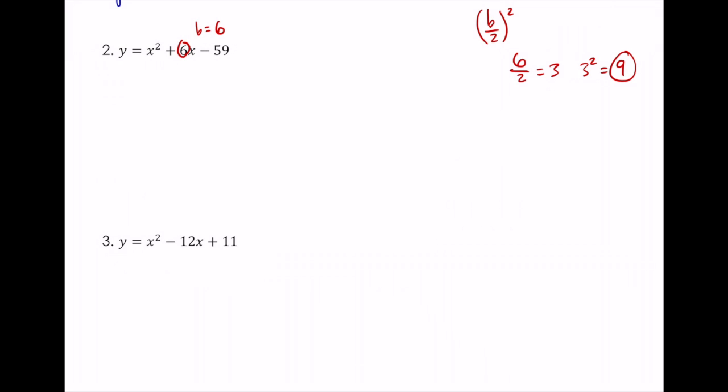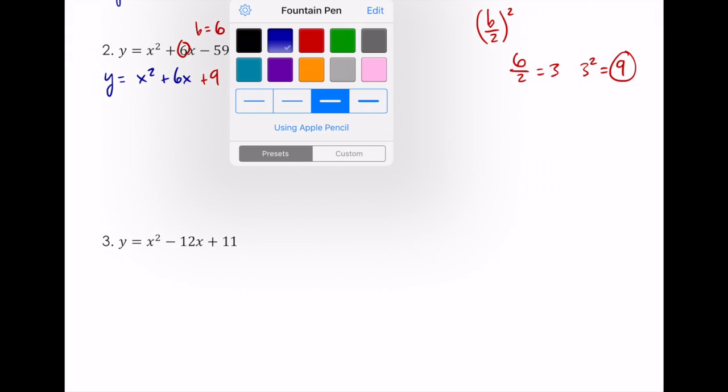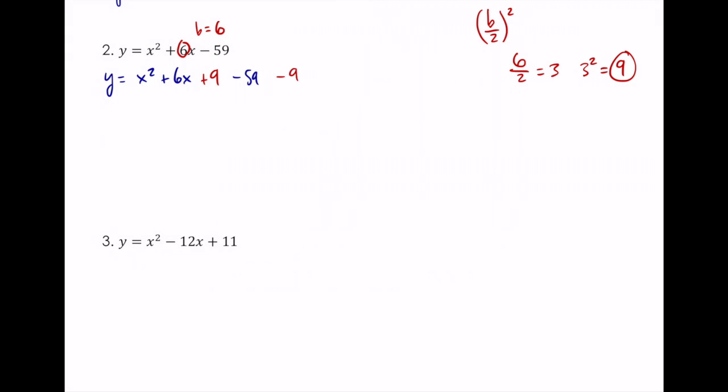So let's take a look at that. Y is equal to x squared plus 6x. Then I want to add in the 9, and I'm going to subtract the 9. I'm always adding it in and then subtracting it. Whatever number I got over here, I'm going to add it and then subtract it.